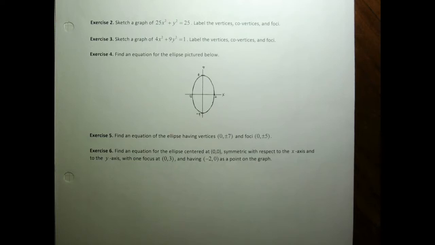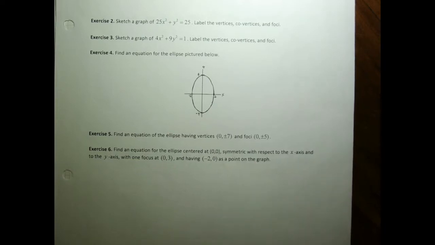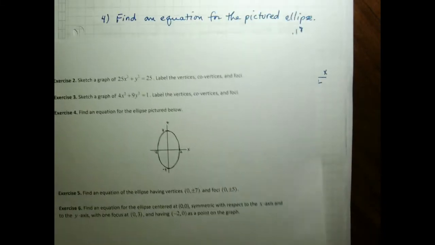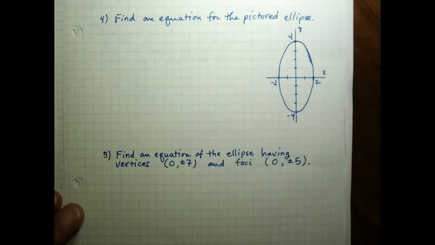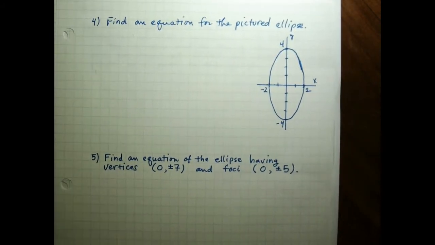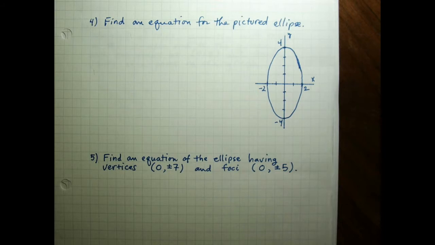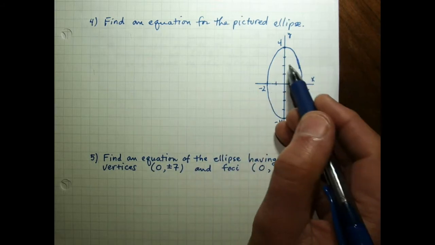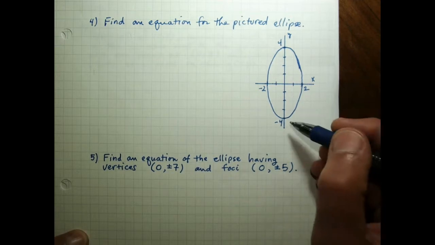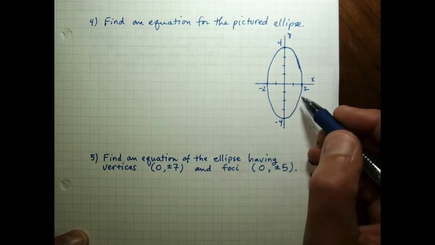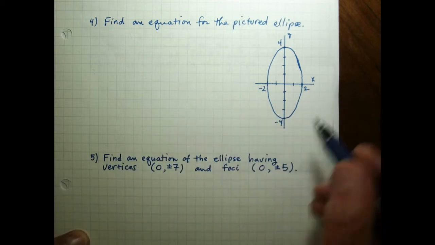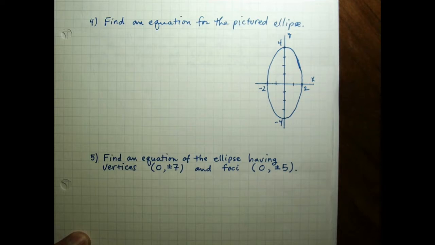Our next exercise to look at here with ellipses is number 4, where we're going to find an equation for the pictured ellipse there. And I copied the picture onto a separate sheet. It's a little larger. And so what we want to do is find an equation for the ellipse that's pictured right here. And notice that we can see what the intercepts are without too much trouble for this ellipse.